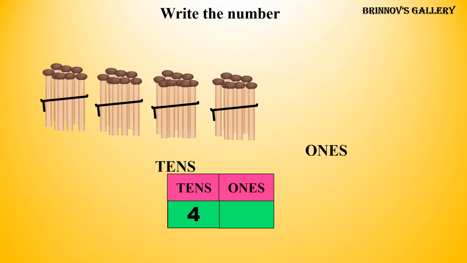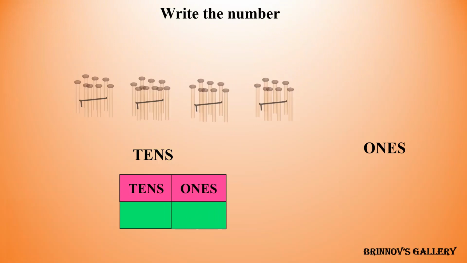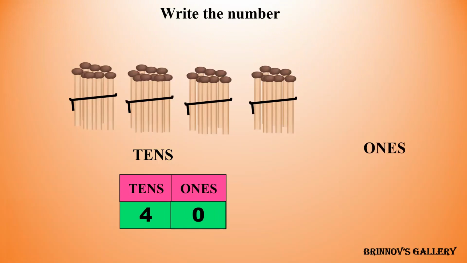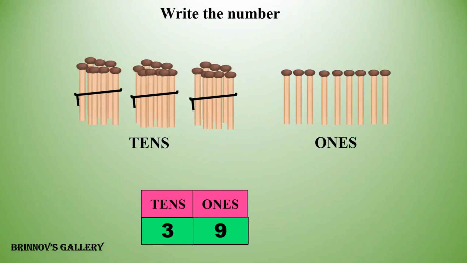4 tens, 6 ones. Number is 46. 4 tens, 0 ones. Number is 40. 3 tens, 7 ones. Number is 37. 3 tens, 9 ones. Number is 39.